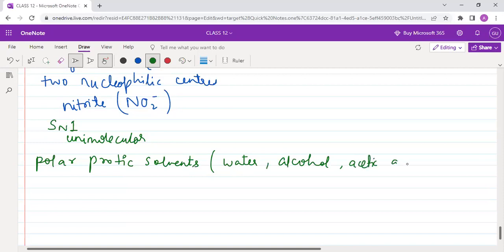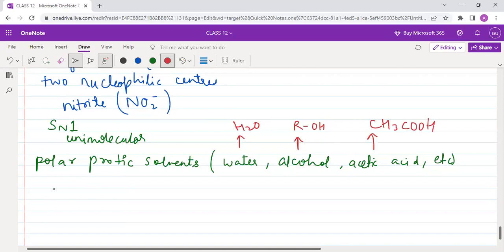Now, do you know the formula of all these? Water is H2O. Alcohol, general representation, is ROH. And acetic acid is CH3COOH. Correct. So you have to remember that it takes place in polar protic solvents.